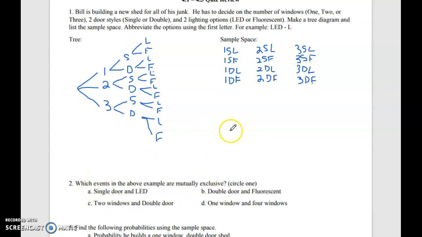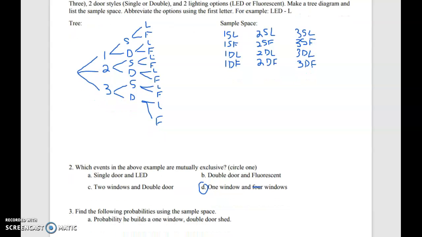2 windows and a double door. So 2 windows, double door, there it is. They can occur at the same time. And then double door and fluorescent. So can I have double door and fluorescent? Yep, I can. Here we go. Double door fluorescent, double door fluorescent, double door fluorescent. And then finally 1 window or 4 windows. I think that should say 3 windows. But regardless, number of windows, I'm not going to have a shed with 1 or 2 windows at the same time. So this would be my choice.